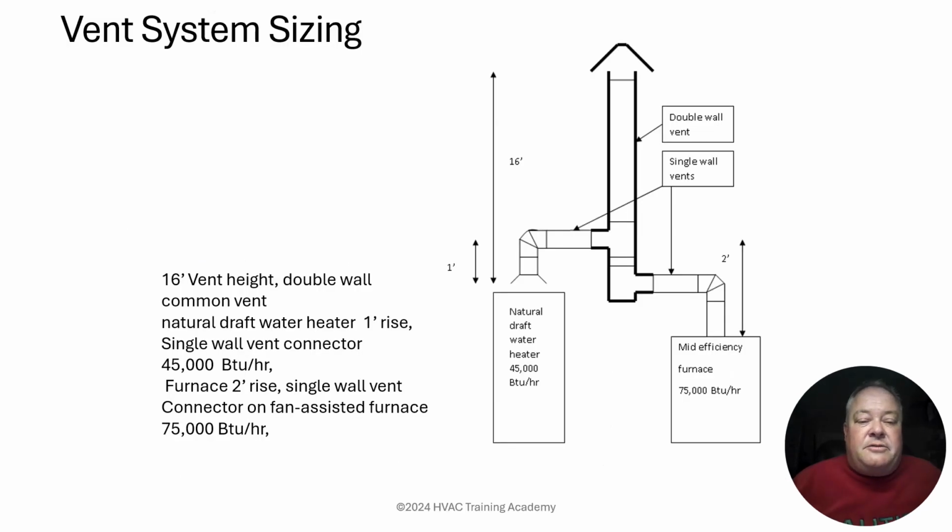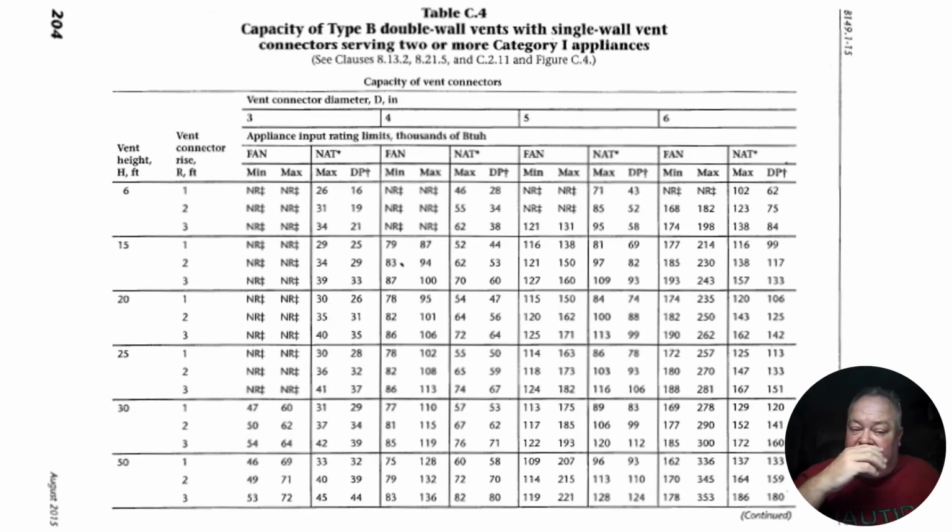The next thing we're going to do is go and do the mid-efficiency furnace, 85,000. Well, now it's 75. So 15-foot vent height, 3-foot vent connector rise. And you can see now we don't fit in between on that 3-foot vent connector rise, or sorry, 2-foot vent connector rise. I'm a liar here. 83 to 94. Well, we're at 75, so we're screwed. So again, because it won't fit in table C4, we're going to change that vent connector. No one's going to tell you that you have to do this. You just have to make it fit within these table parameters.